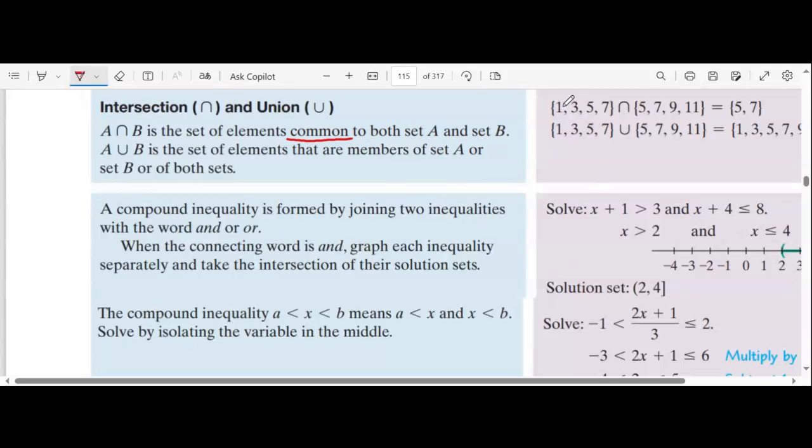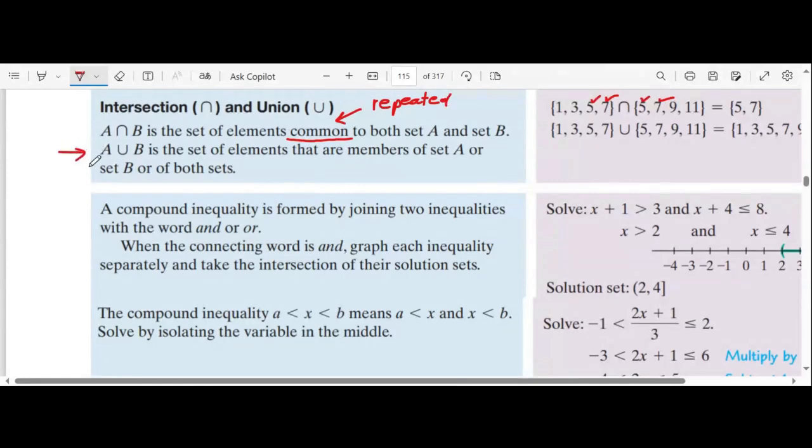For example, here 1, 3, 5, 7 and 5, 7, 9, 11. These are two sets. What is common in both of them? Is 5 repeated? Yes. Is 7 repeated? Yes. So we say 5, comma 7 between curly brackets. So common means repeated.